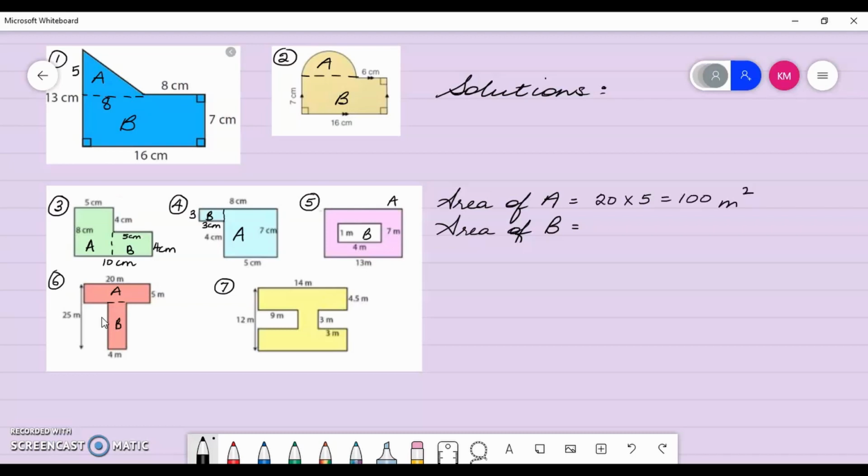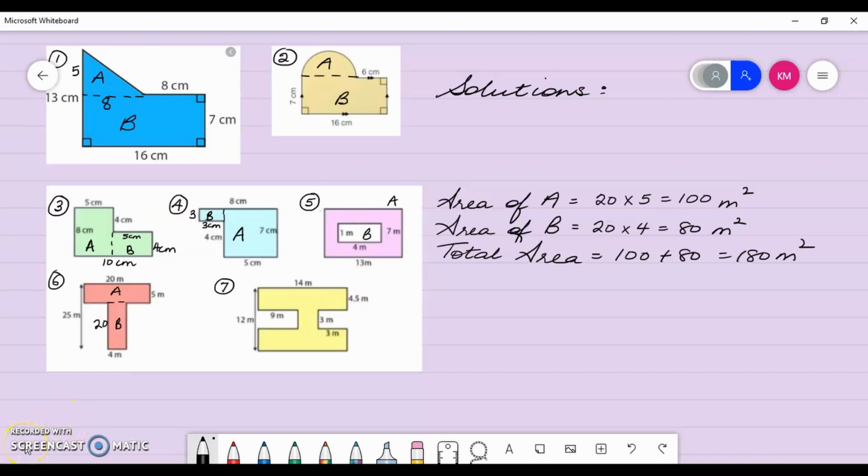Area of B now. I have my length missing, so I can find that out using this vertical distance of 25. So it's going to be 25 take away 5 to give me that length of B, and that should be 20. So to find the area of B, it's going to be 20 multiplied by 4, which is 80 meters squared. So your total area is going to be 100 plus 80, which is 180 meters squared.